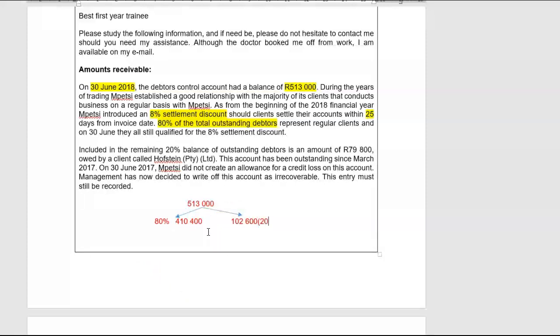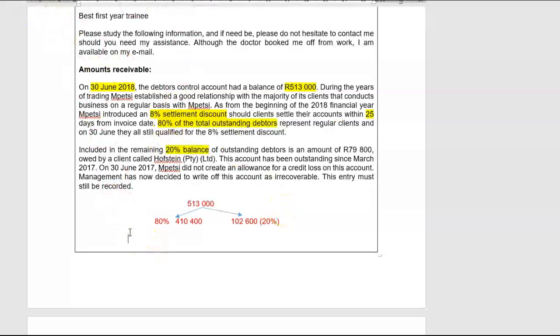That is the 20%. Now, whenever you're going to answer a question, guys, make it as visible as possible for yourself. Because just to read everything and not sort everything in a workable way for yourself, you are really going to battle. Now, they tell us that this 80% of debtors still are in line for an 8% settlement discount. So if I want to calculate my settlement discount, I can do so because the next paragraph is all about the 20% debtors.